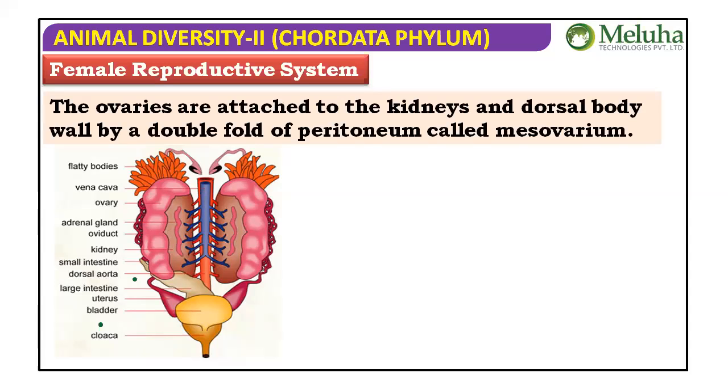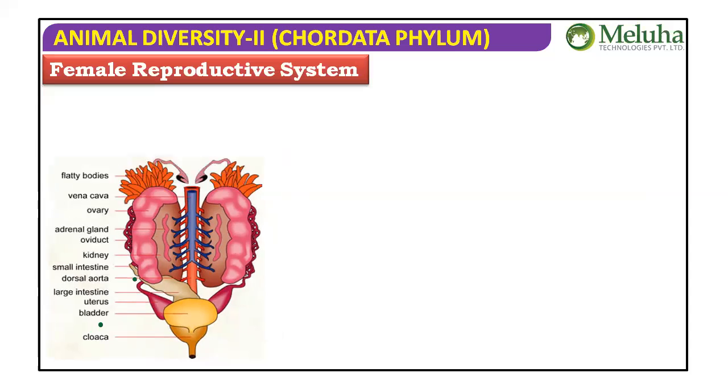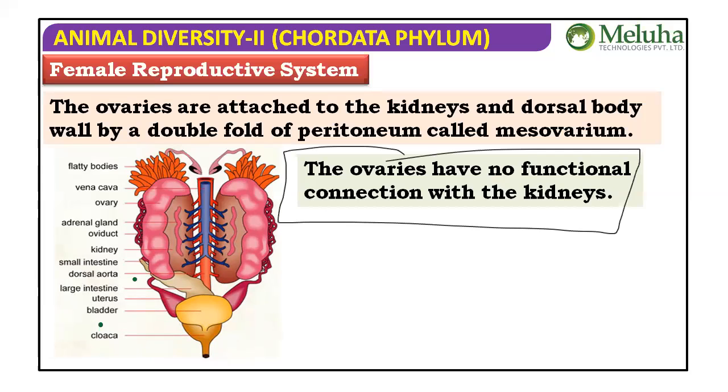The ovaries are attached to the kidneys and the dorsal body wall by a double fold of peritoneum called the mesovarium. This is a very important line: the ovaries have no functional connection with the kidneys. Only a structural connection is there. Then who has a functional connection? The male reproductive system has the functional connection with the kidney.